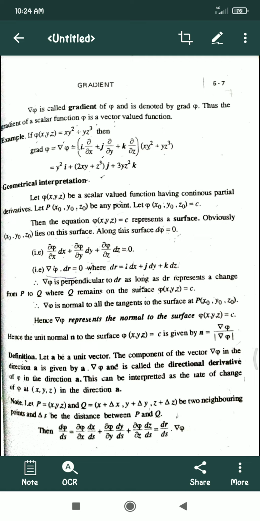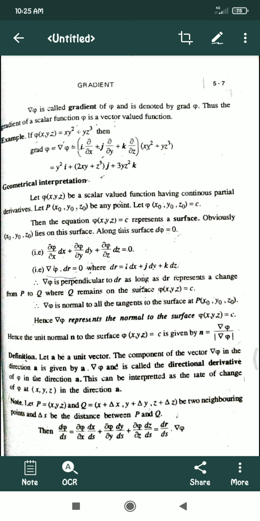Then the equation pi of x, y, z equal to c represents a surface. So here we substitute the point into the surface. So the pi function refers to a surface. Obviously x0, y0 and z0 lie on the surface because the point lies on the surface. Along the surface d pi equals 0. When we differentiate the pi function, we have d pi equal to 0 because the function is a constant function. We have chosen earlier pi of x0, y0, z0 equal to c. So when we differentiate a constant function, we get 0.